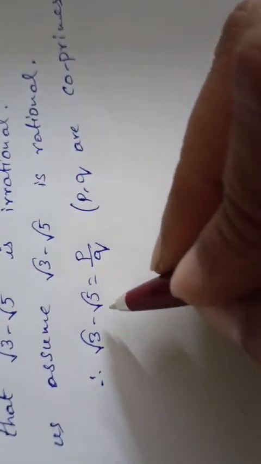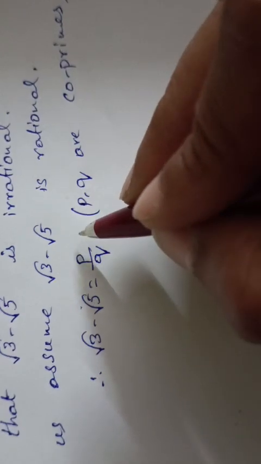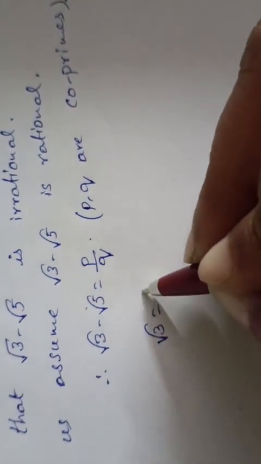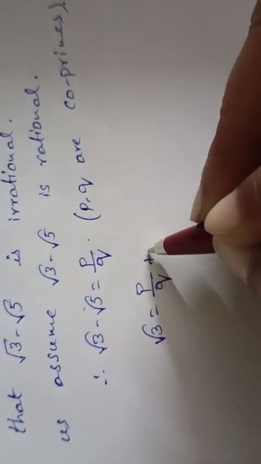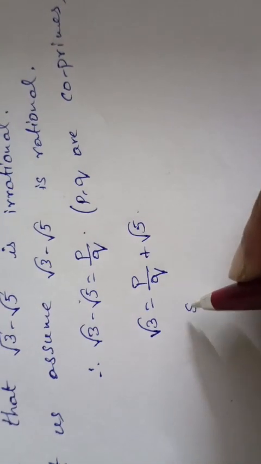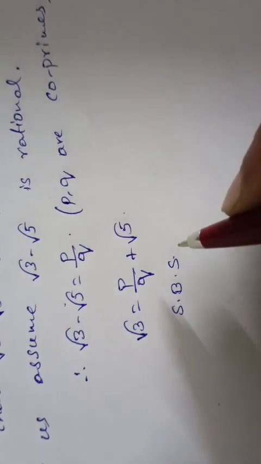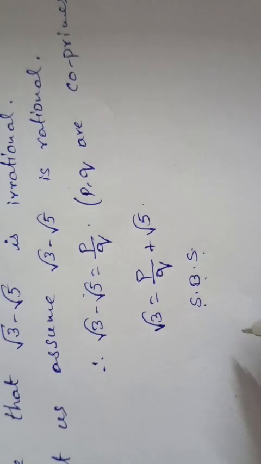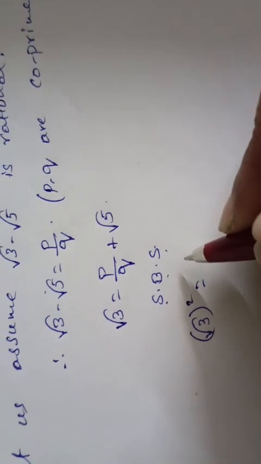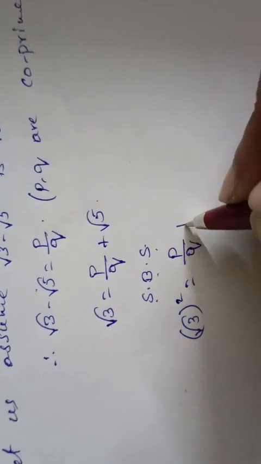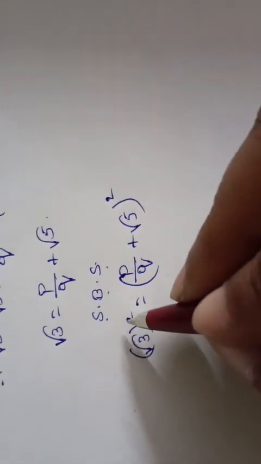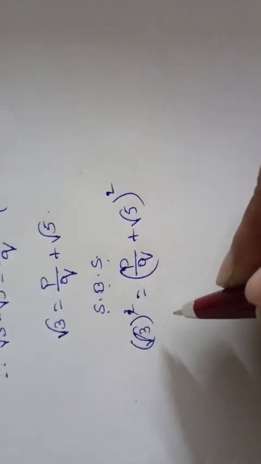Now let us transpose minus root 5 to this side, so it becomes plus root 5: root 3 equals p by q plus root 5. Now squaring on both sides, so root 3 whole square is equal to p by q plus root 5 whole square. Here square and root get cancelled.